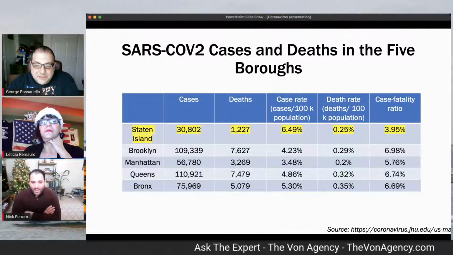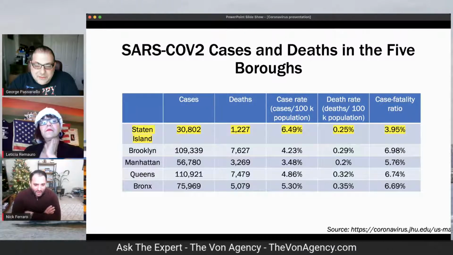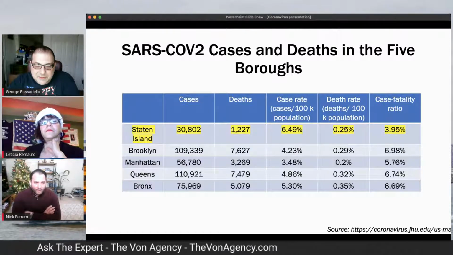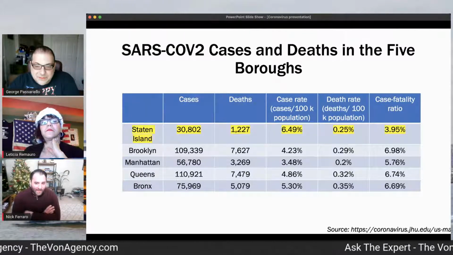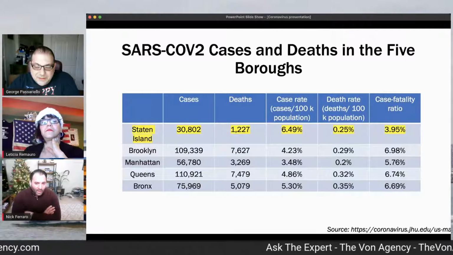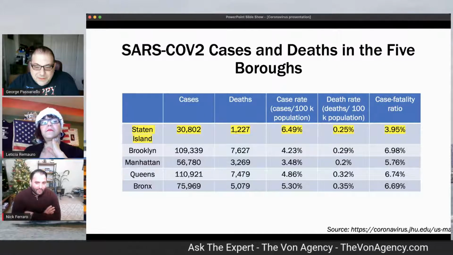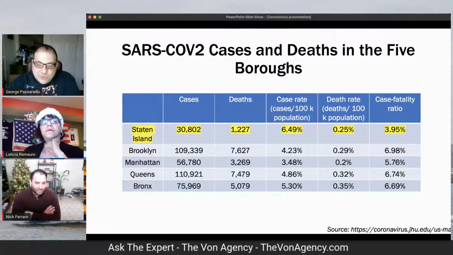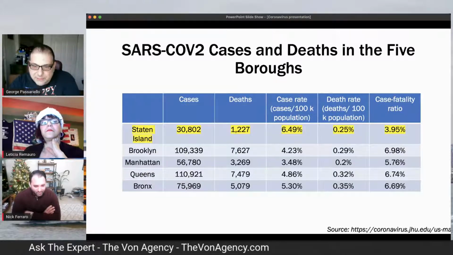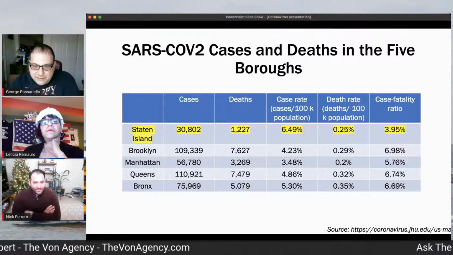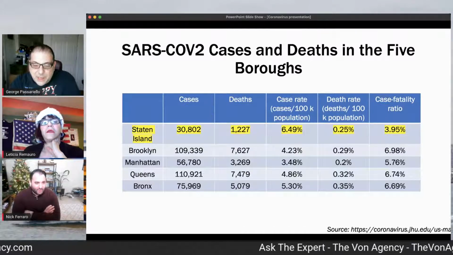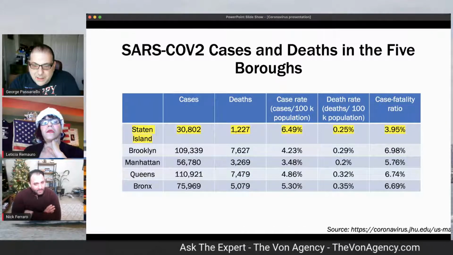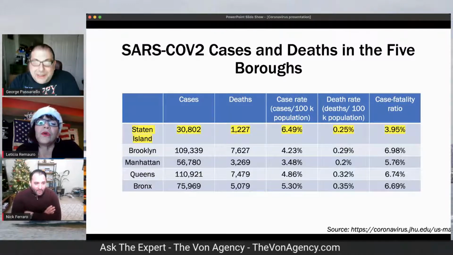Now, I want to point out the death rate, it's 0.25%. That's 25 people for every 100,000. Right? 25 people for every 100,000. The case fatality ratio, it's 3.95 people for every 100 cases. So we have the highest case rate, but lowest case fatality ratio. Right? Yeah. Interesting. It is interesting to look at. It's good that a lot of people aren't dying.